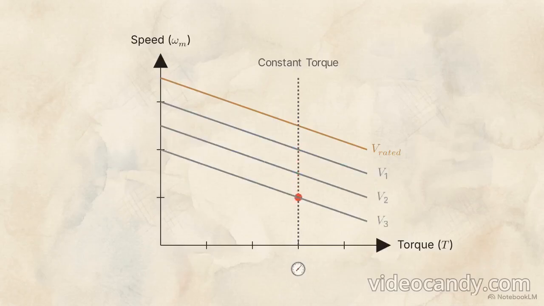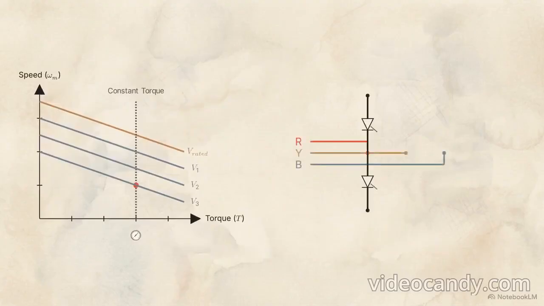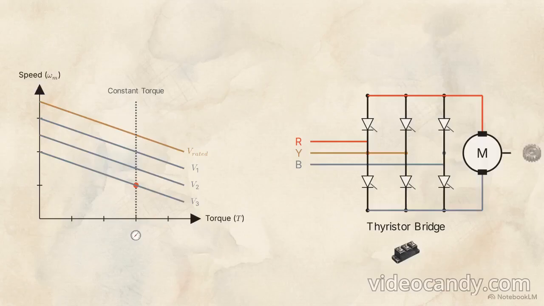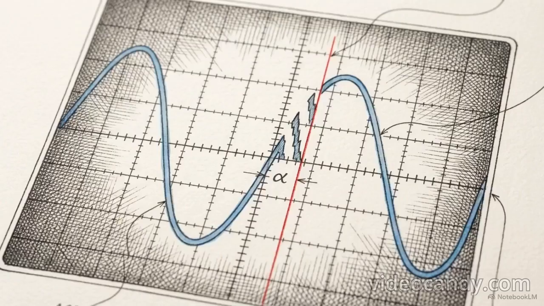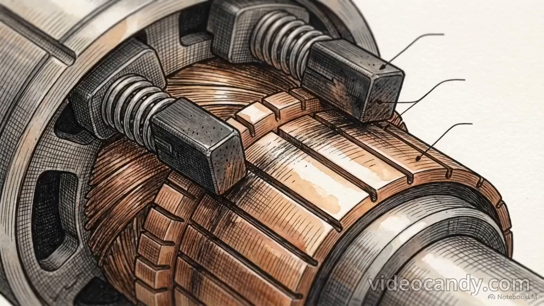To operate below base speed while maintaining constant torque, you throttle the voltage. Every time you reduce the armature voltage, the motor speed drops along a perfectly parallel line. To achieve that smooth voltage reduction, modern DC drives use a controlled rectifier, typically built from silicon-controlled rectifiers, or thyristors, arranged in a single-phase or three-phase bridge. By delaying the exact microsecond these thyristors fire, an interval known as the firing angle, alpha, the drive chops the incoming AC sine wave into fragments. This tightly controls the average DC voltage applied to the armature.